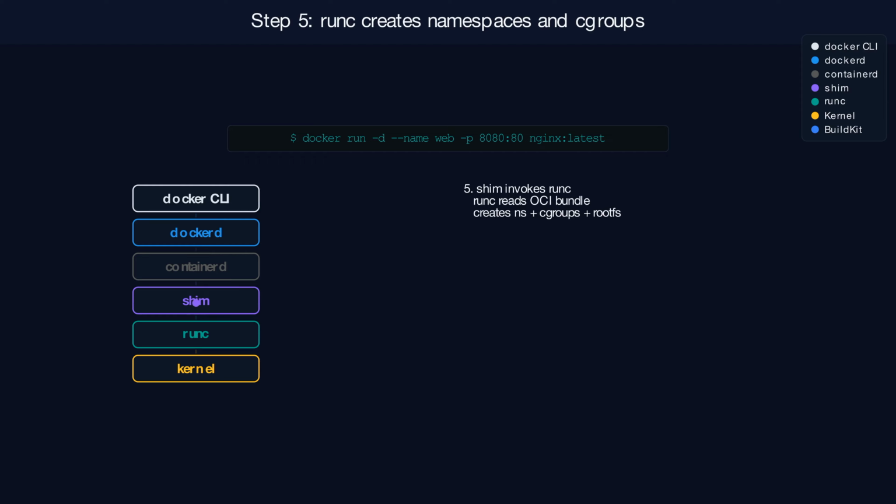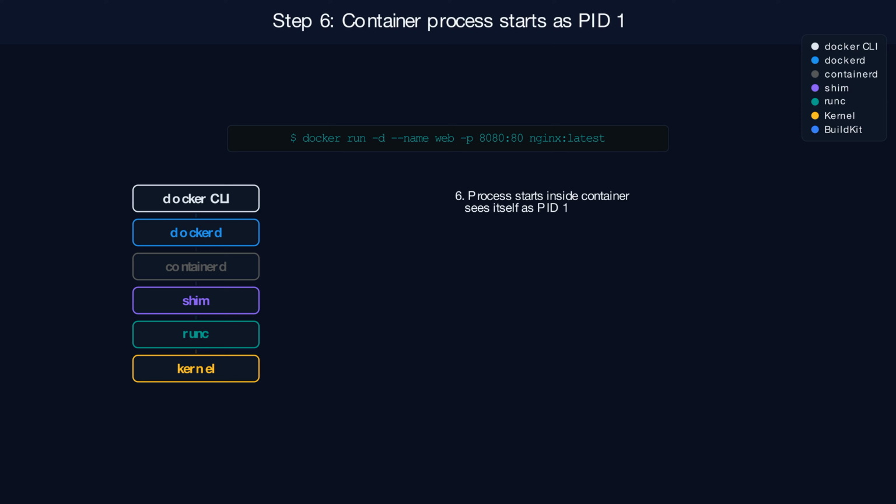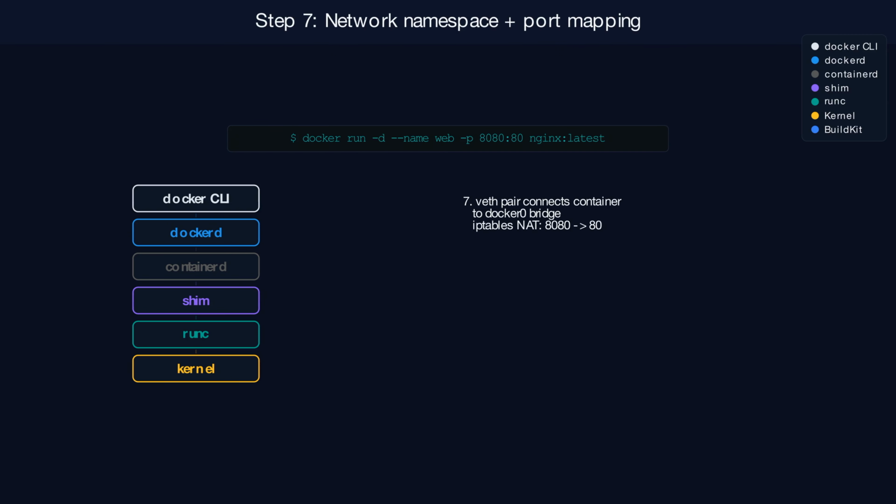Runc now makes the real system calls. It creates new namespaces: PID, network, mount, UTS, IPC. It sets up cgroups for CPU and memory limits. It pivots the root file system to the container's overlay mount. Step 6. Runc calls exec to start the container's entry point process. Inside the container, this process sees itself as PID 1. On the host, it is just another process with a regular host PID.